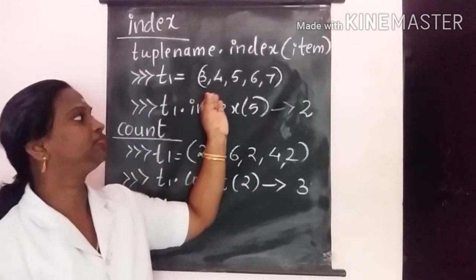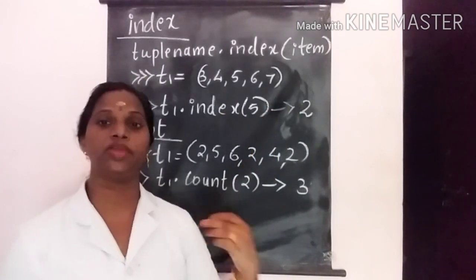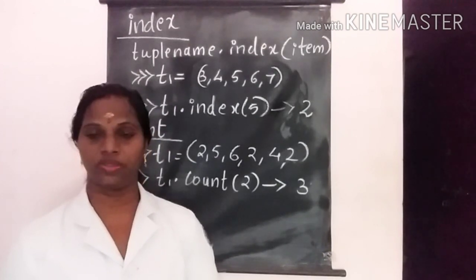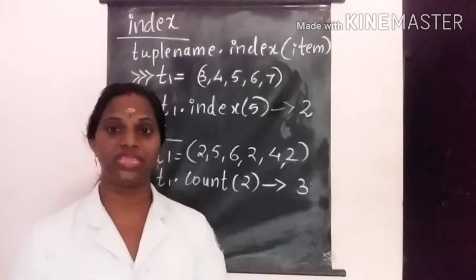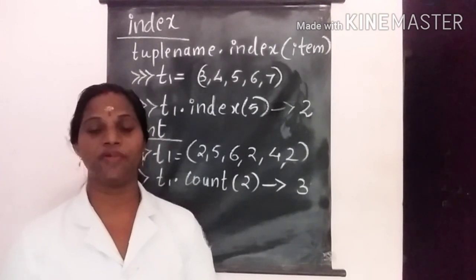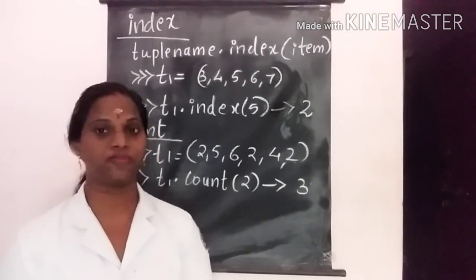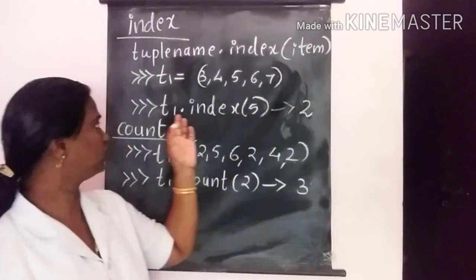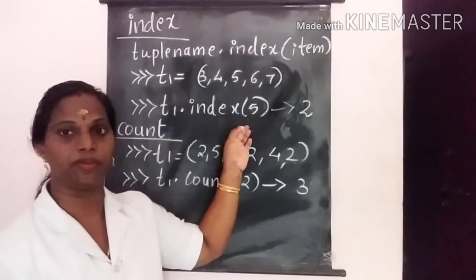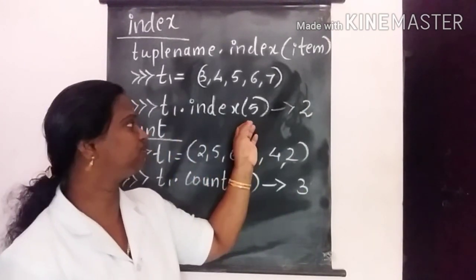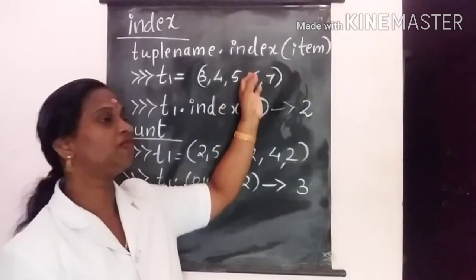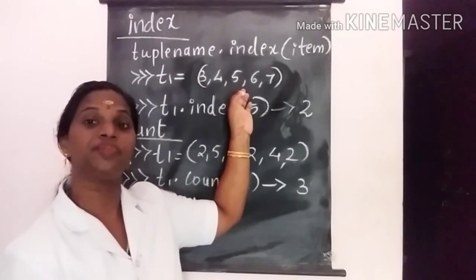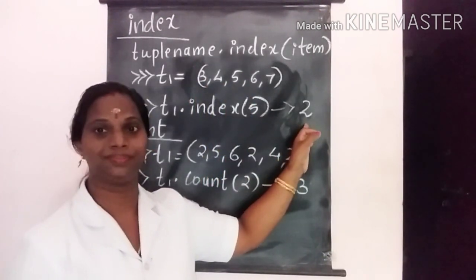See here T1 is equal to 3, 4, 5, 6, 7. When you use this index, you will get the index of that item. If you want to get a value's position or index, then you can use this index function. So when you use T1 dot index of 5, it will return the index of value 5, that is 0, 1, 2. This is the second position, so it returns 2.